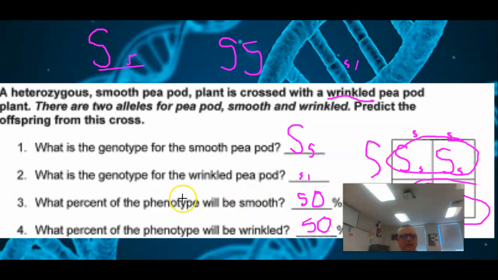Okay, and there you go. So 50% of the time you're going to have wrinkled from this combination here, these two that are crossed, and 50% you're going to have smooth and 50% wrinkled.